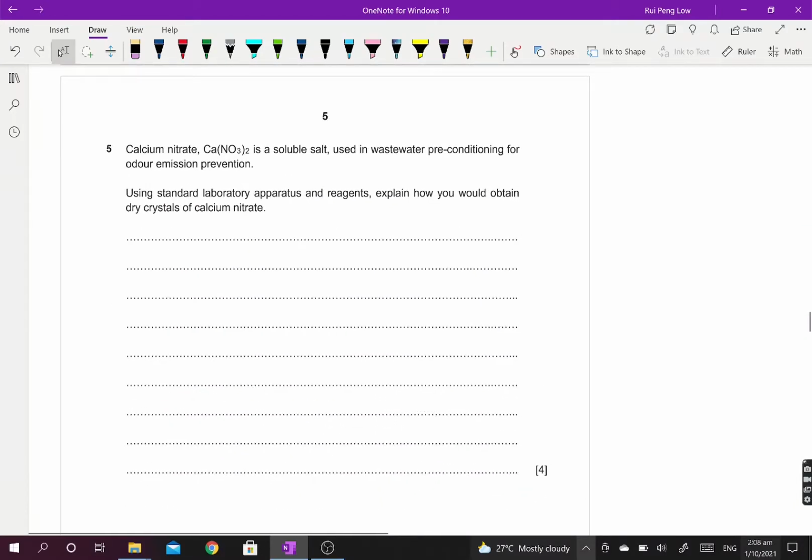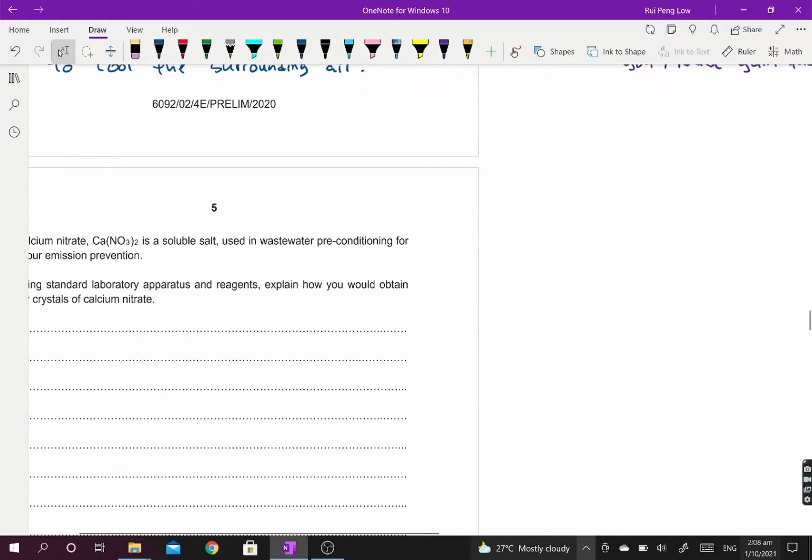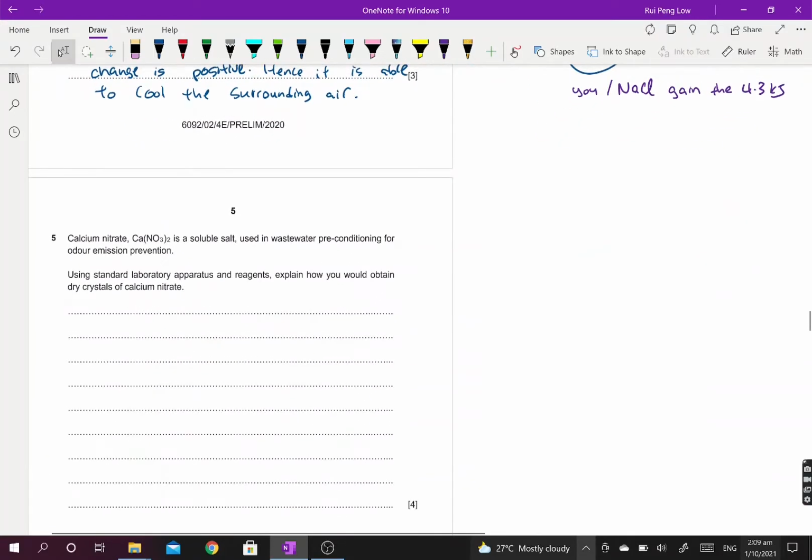Okay, so calcium nitrate is a soluble salt used in wastewater preconditioning for odor emission prevention. Using standard laboratory apparatus and reagent, explain how you obtain the dry crystal of calcium nitrate. Okay, so I noticed that a lot of students also have this issue on salt preparation. Actually, salt preparation is very easy.